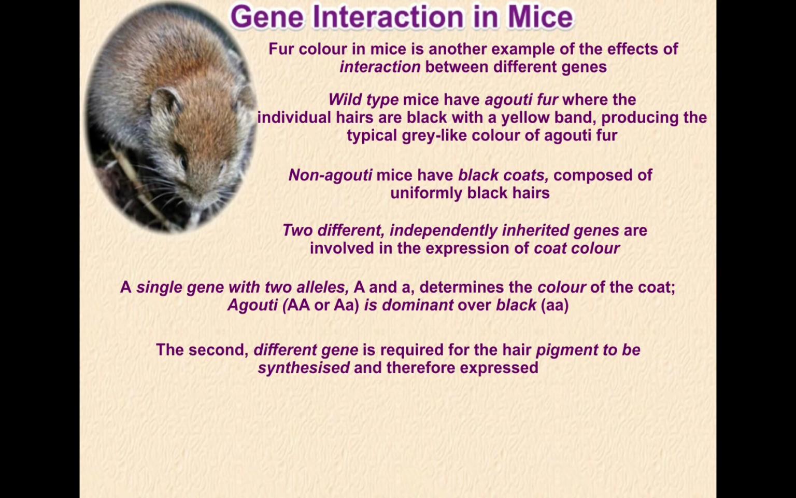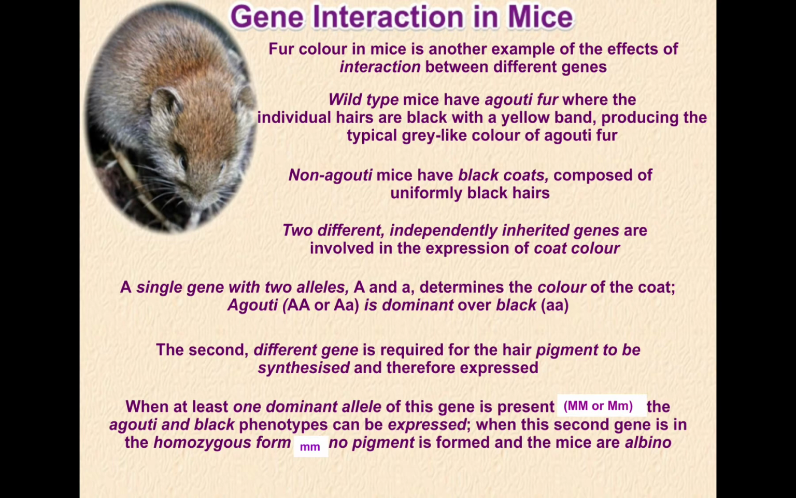The second gene is required to actually express the pigment. When at least one dominant allele of the gene is present, so capital M homozygous dominant, or capital M, small m heterozygous, the agouti and the black phenotypes can be expressed. When the second gene is in the homozygous recessive form, small m, no pigment is formed, and this results in albino mice.